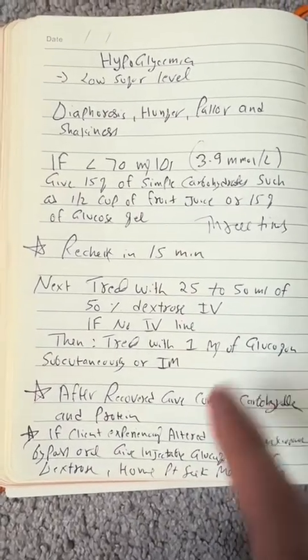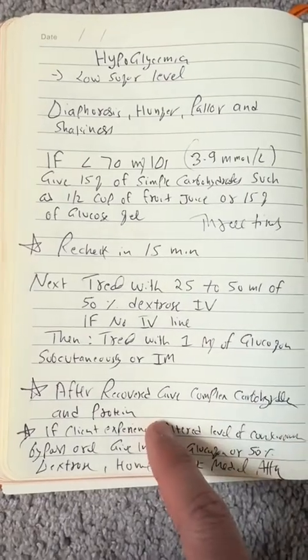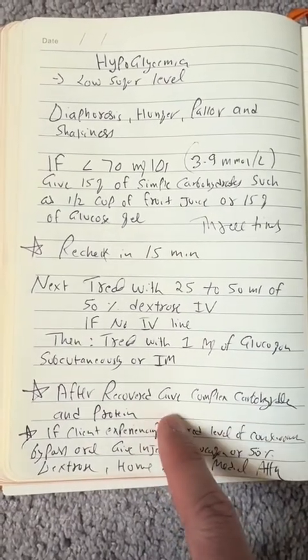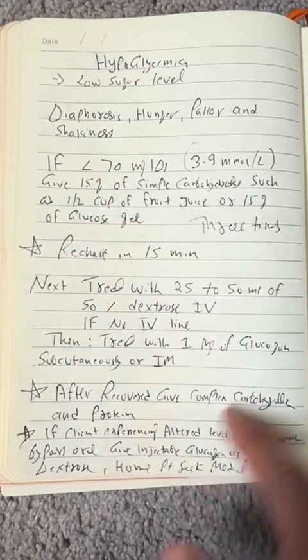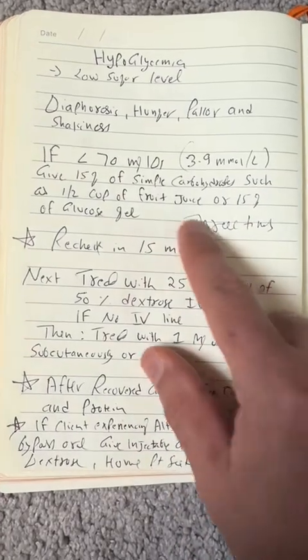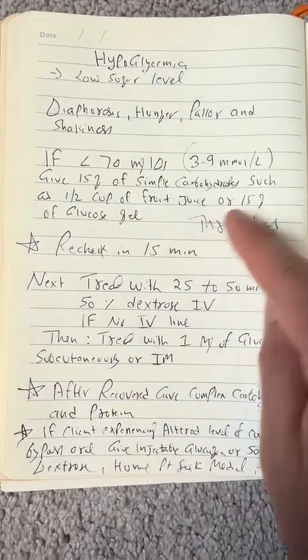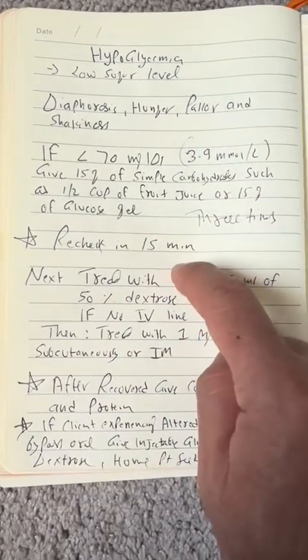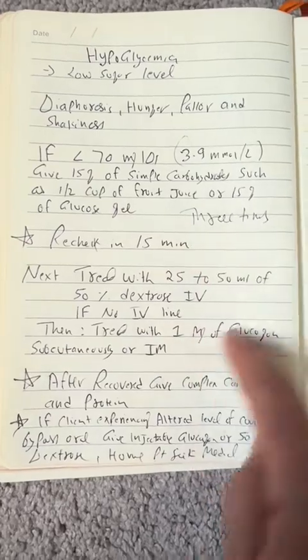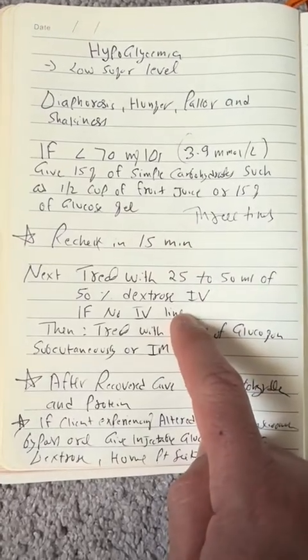So again, let's go over one more time. During your exam, you will get a few questions from this section, hypoglycemia. This is one of the famous topics for NCLEX. You can give simple carbohydrates 3 times. You give, recheck, give, recheck, give, recheck, then you jump to the IV option.